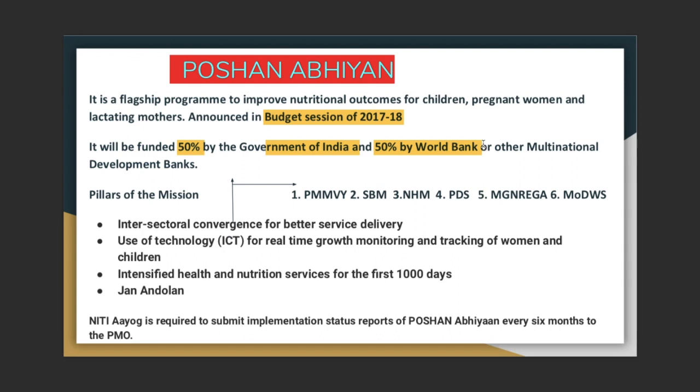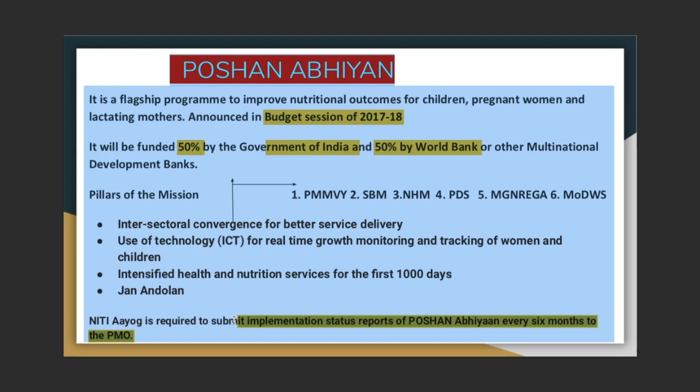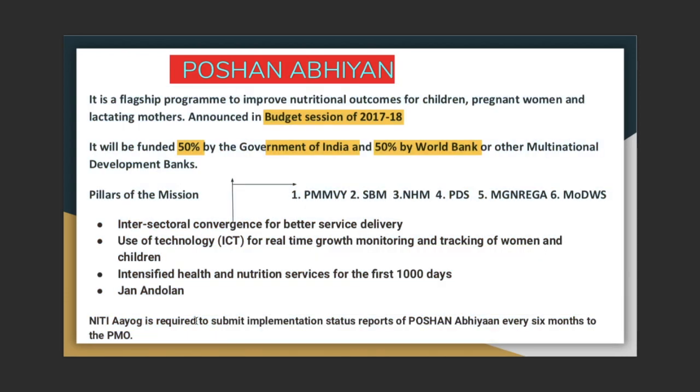Understood? Now, who will be the implementing authority of the Poshan Abhiyan? Niti Aayog is required to submit the implementation status report of Poshan Abhiyan every 6 months to the PMO. Okay, the PMO is basically overlooking the Poshan Abhiyan directly. Now, what are the pillars of the mission? Basically, how will the targets of the Poshan Abhiyan be met? It will be met through intersectoral convergence.